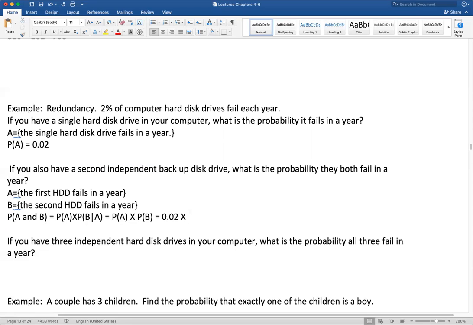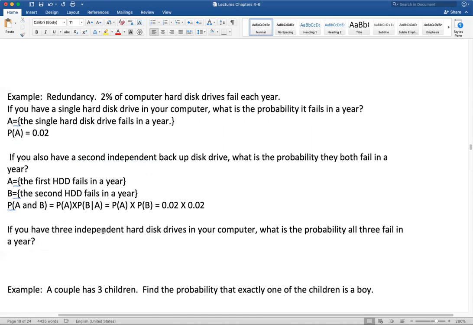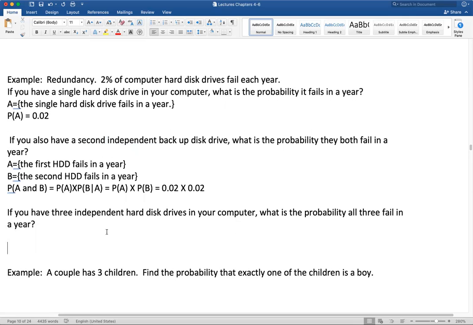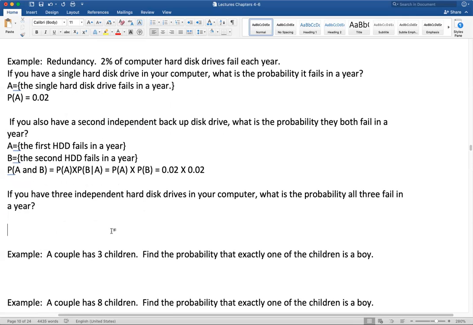Now that is going to be 0.02 times 0.02. Okay. So if you have three independent hard disk drives in your computer, what's the probability all three fail in a year? That's going to be 0.02 times 0.02 times 0.02.